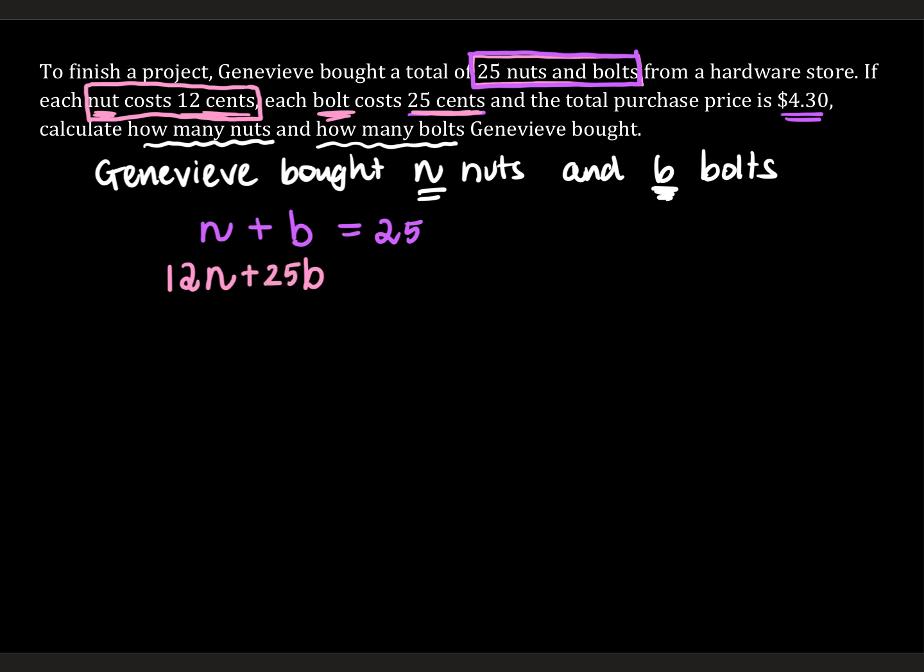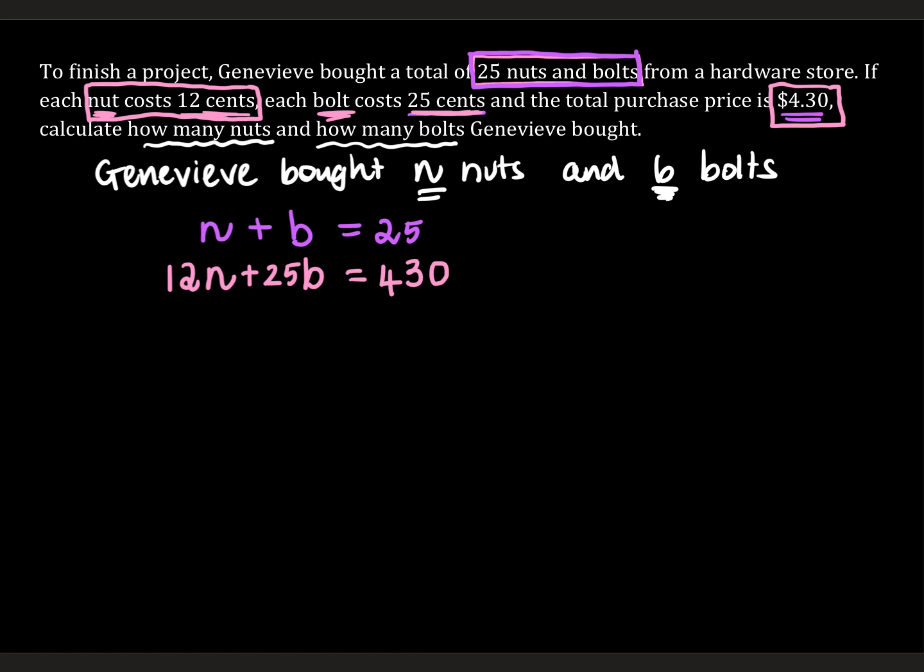12N plus 12B, and it says that altogether she spent $4.30. Now, I'm working in cents here. So how many cents is $4.30? That's going to be 430 cents. Okay? So can you see here, we've got some simultaneous equations. We've got N plus B equals 25, and 12N plus 25B equals 430.